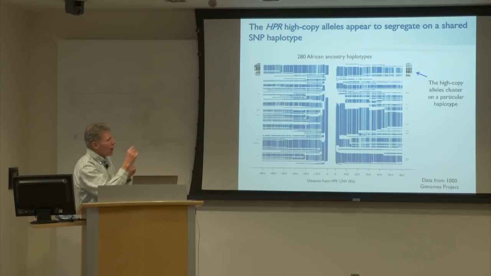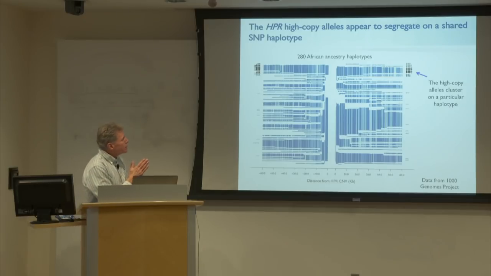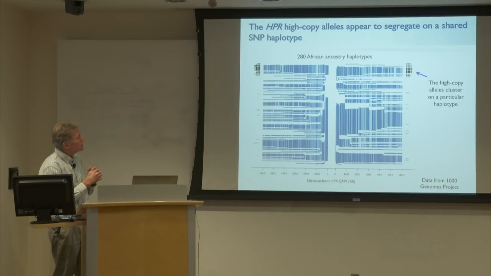And then these little black tick marks are showing you where there's extra copies of the HPR gene on particular haplotypes. So you can see that most of the extra copies are existing on this one set of haplotypes that are a long shared haplotype. And occasionally there's a few extra copies on other haplotypes, but this is a pattern that would be completely consistent with occasional recombination, right, through these haplotypes.